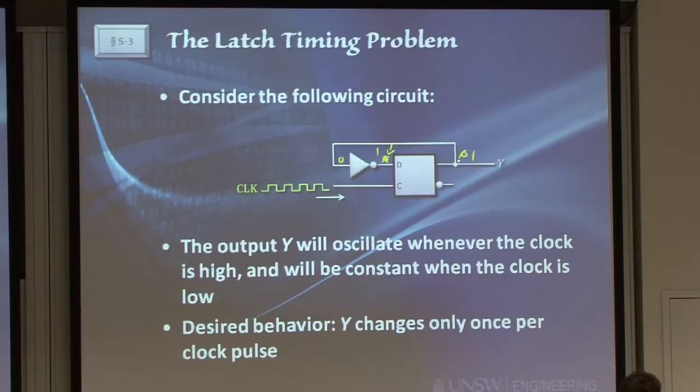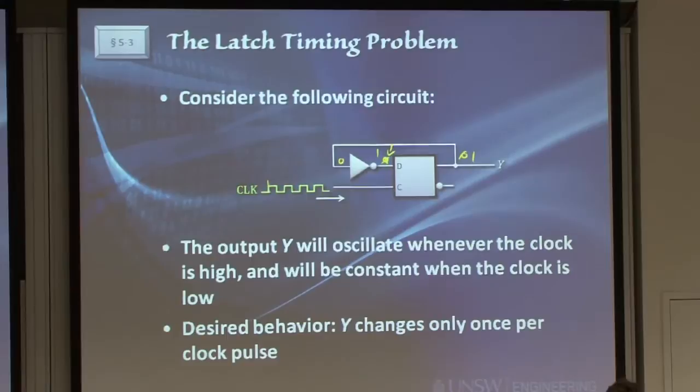Clearly not a very good design, because we don't know what we're going to end up with. We want to come up with some sort of design that will make sure that Y only changes once per clock period. So one clock period might be one high and one low of the clock. That's a clock period. And if we can manage to come up with a structure that does this, we will have a whole lot more flexibility in designing our sequential circuits, and we will be able to predict quite accurately what the output will be or what we want it to be.